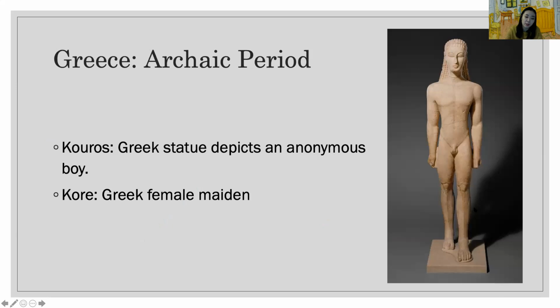And this is Kouros. Greek statue depicts an anonymous boy in archaic period, and thousands of such figures were carved, all of them in the same pose like this, and all nude, all young and idealized, with broad shoulder, slim waist, and bodies. And Greek female statue is called core.